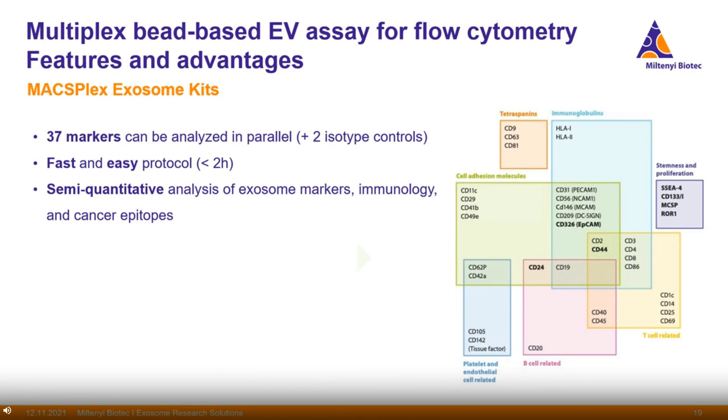The assay works on any flow cytometer with a blue and red laser to detect FITC, PE, and APC, and it does not demand extensive operator expertise. Thus, it can be easily implemented into most laboratories for routine EV analysis, and you also save precious material by directly screening 37 surface markers simultaneously, and a list of these markers is shown here on the right. So these include common EV markers like the tetraspanins shown here in orange, but also immunology and cancer epitopes can be analyzed. So we also have here, for example, CD20 or CD4, which are general B-cell or T-cell markers respectively.